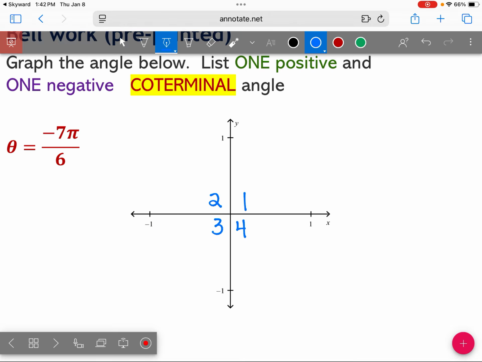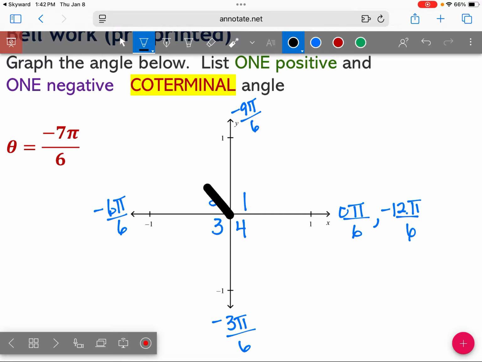So we have, this is 0 pi over 6. I'm just going to write the whole thing out. This would be negative 3 pi over 6. This is negative 6 pi over 6. This is negative 9 pi over 6. And this is negative 12 pi over 6. So negative 7 is in between negative 6 and negative 9. So your terminal side should be right here, somewhere in quadrant 2.